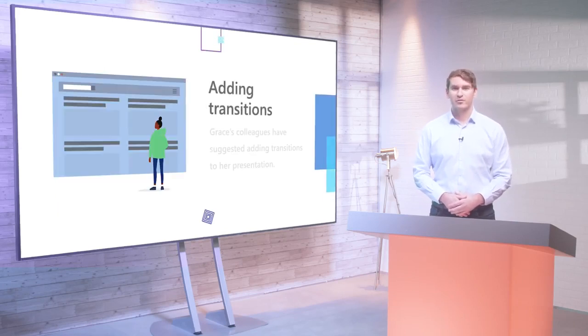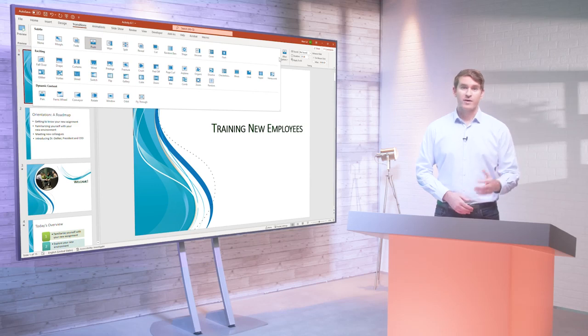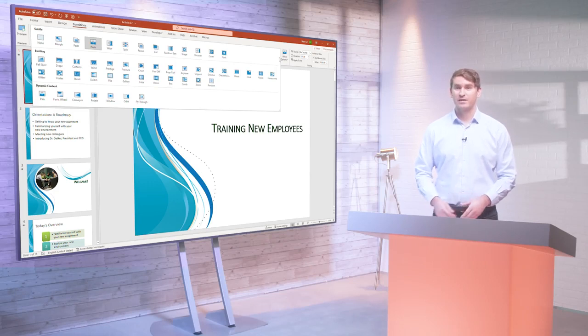Over at Westcal, Grace has sent her presentation to her colleagues and they've just completed their reviews. Some of them have commented that the presentation itself wasn't really all that exciting to view. They suggested that maybe Grace could use some transitions to add a bit of visual engagement. Grace's colleagues have given her some good advice. Transitions would be a great way to liven up her presentation. So how can Grace and other PowerPoint users apply transitions to a presentation? Check out this tutorial and then see if you can help her out.